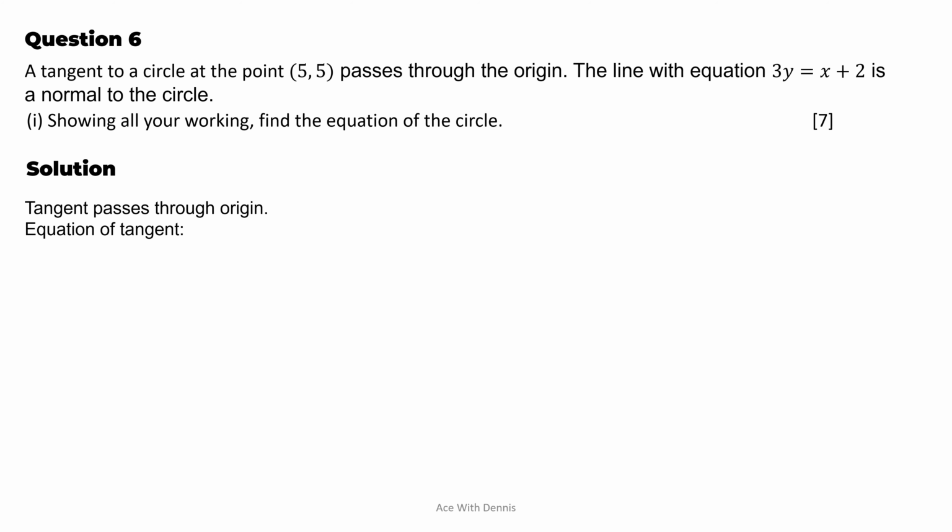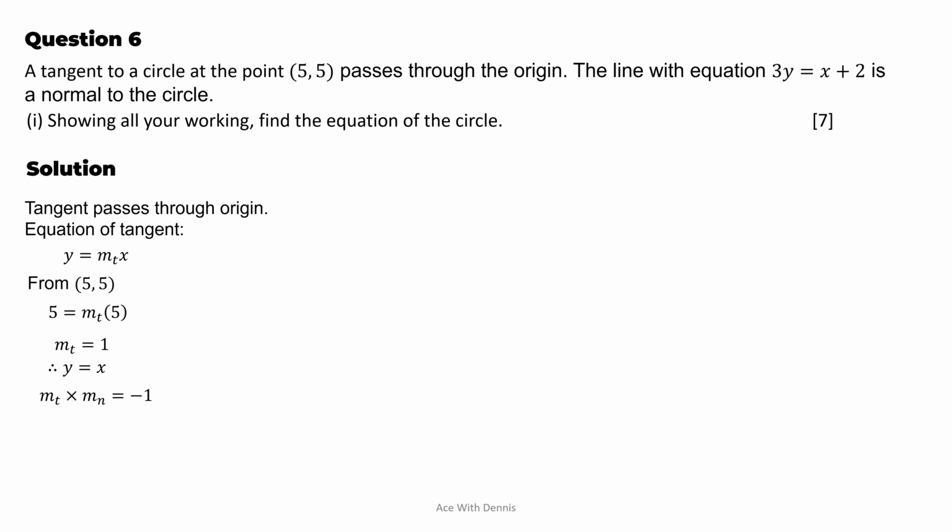Given that the tangent passes through the origin, the equation of the tangent will be y = m_t x, where m_t is the gradient of the tangent. From the coordinates of (5, 5), we can substitute x = 5 and y = 5 into the equation. We get 5 = m_t × 5, which means m_t = 1. Therefore, the equation will be y = x.